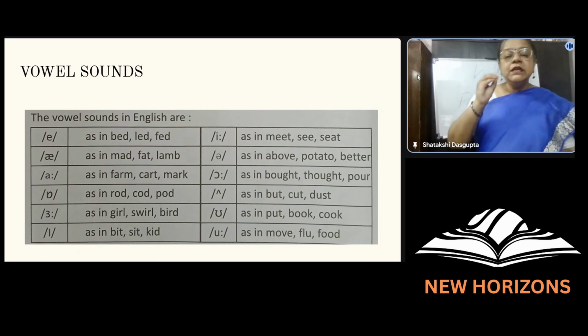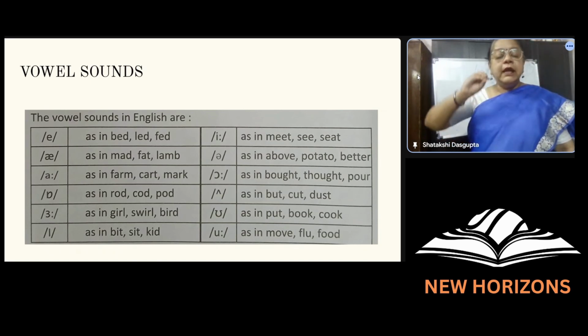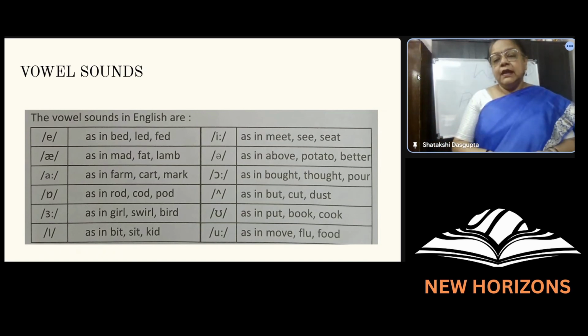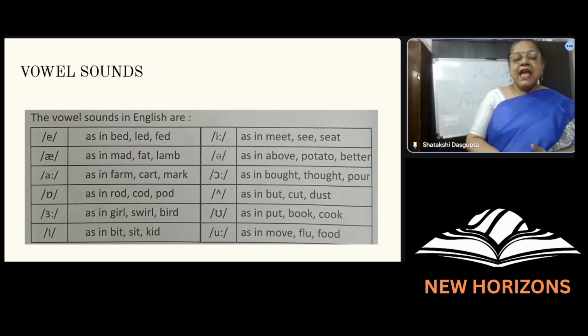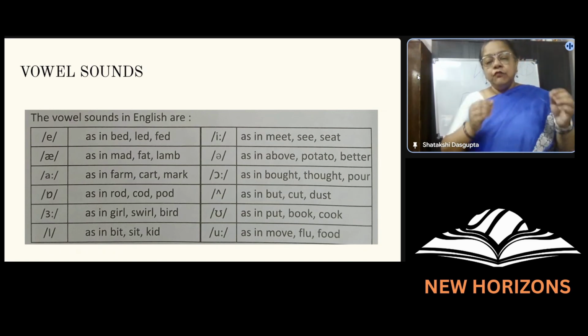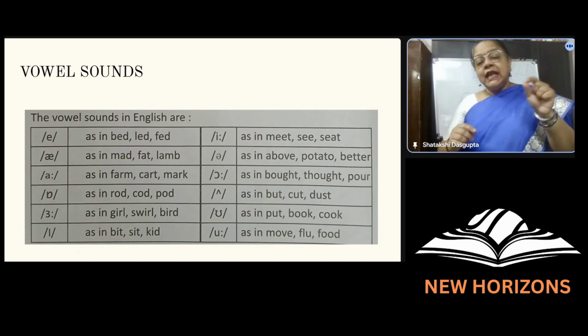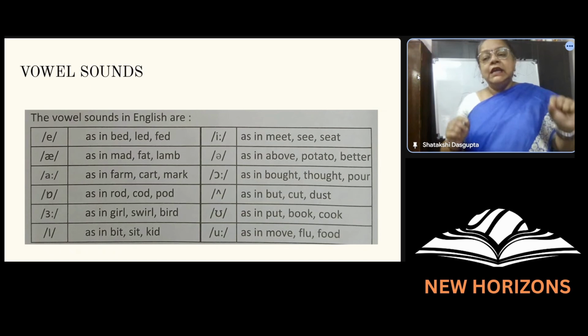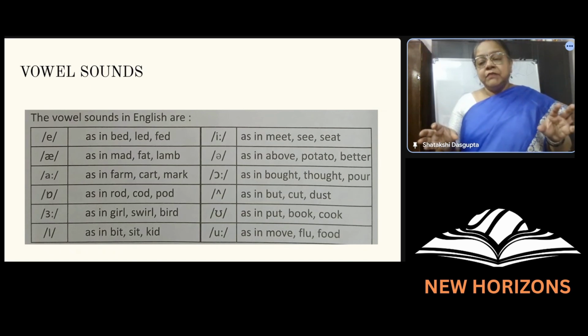Short. You're saying it in short. E. You're not emphasizing on it. Chota sa E. Bed, led, fed. The second one: Mad, fat, lamb. So when you see the alphabet A and E joined together in print pattern, it gives out a sound A. Mad, fat, lamb.